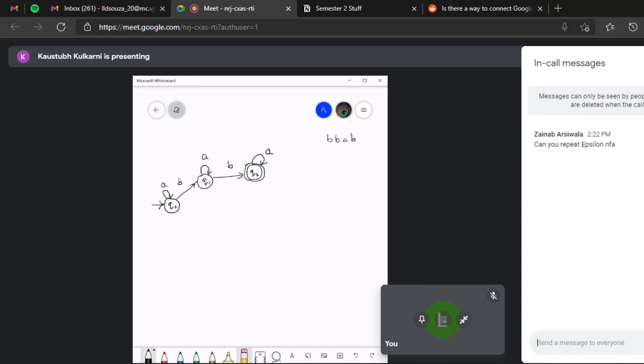In an NFA, if there is no transition from a state, it goes to the dead state that we had drawn. So if there is no transition from a state on a given input, it does not mean that the string is accepted. Okay, so this is for exactly two B's.